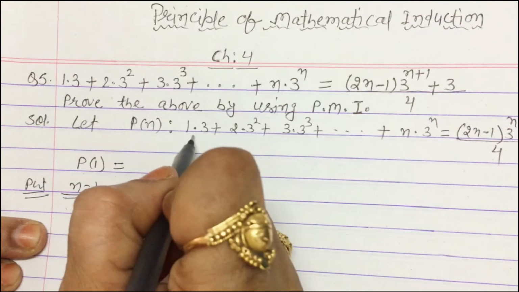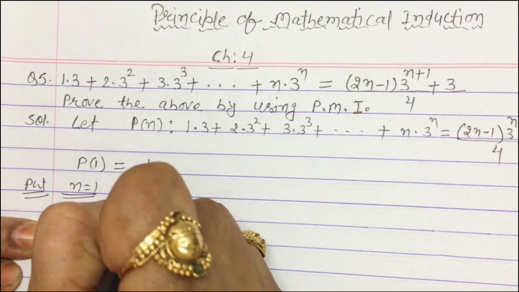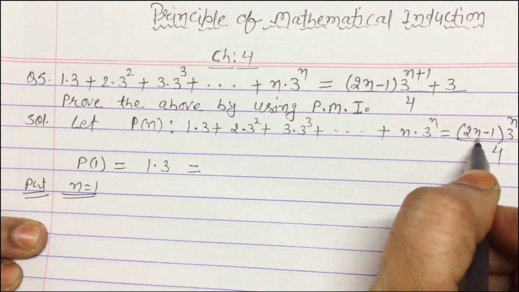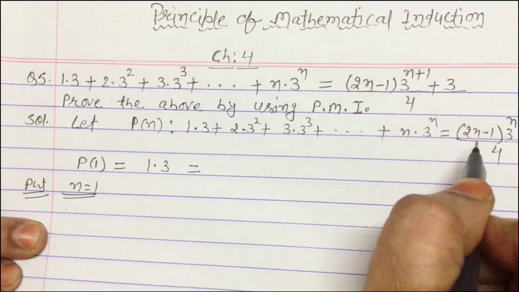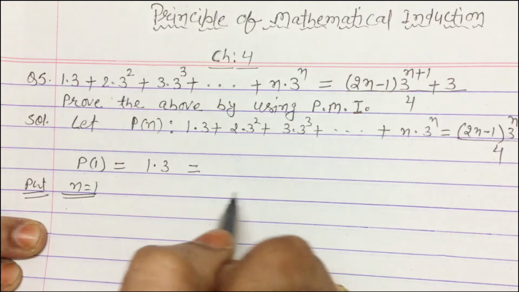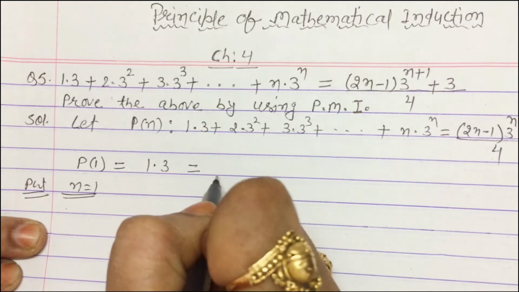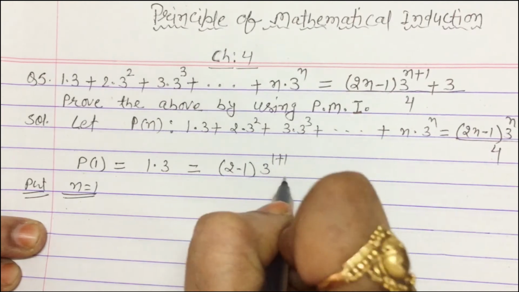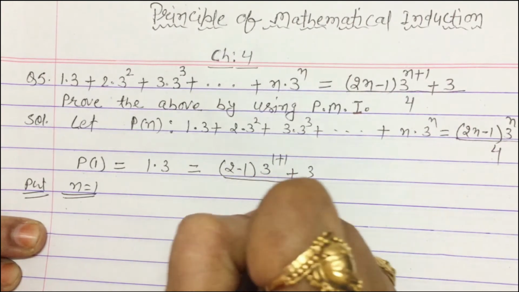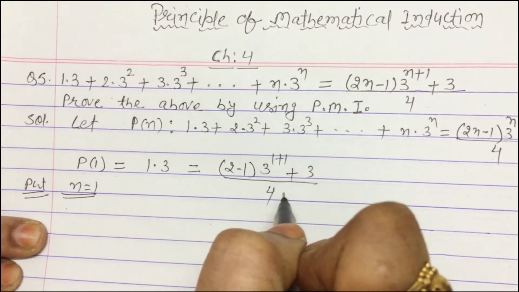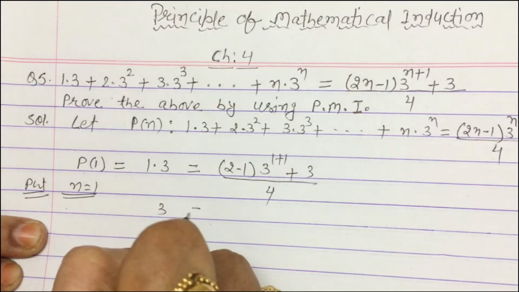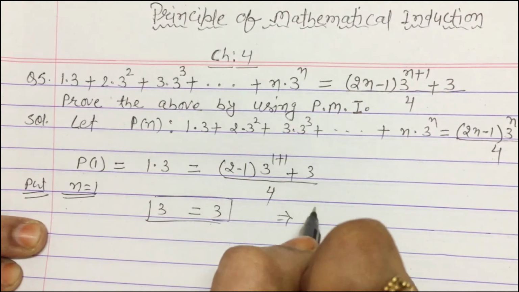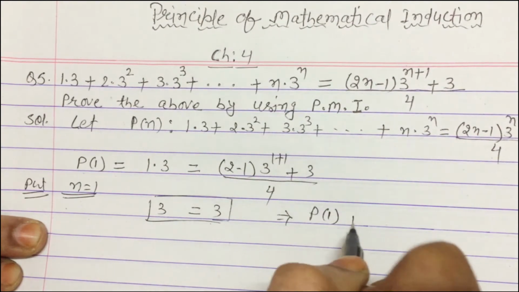P1 is from the LHS, it is 1 into 3. Okay, and from RHS here substitute 1 in place of n. So you will get here (2 minus 1) 3 raised 1 plus 1 plus 3, by 4. Okay, so it is 3 and here it is also 3. So you can write that P1 is true.